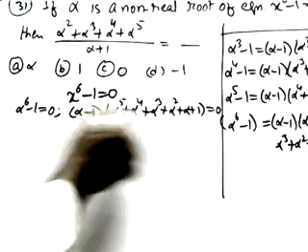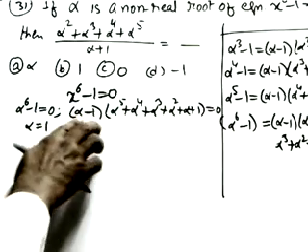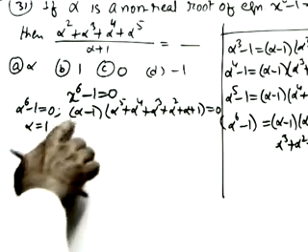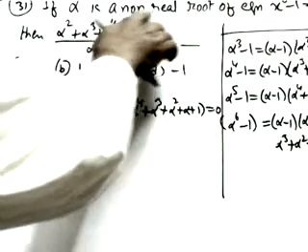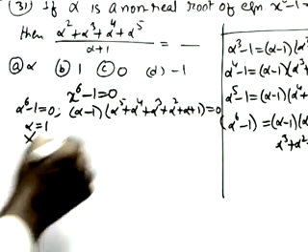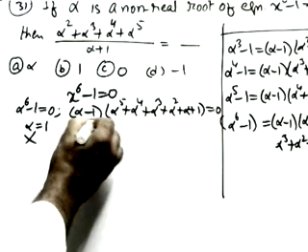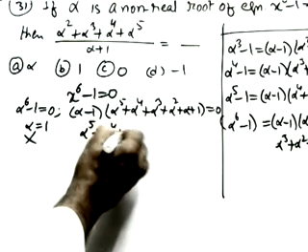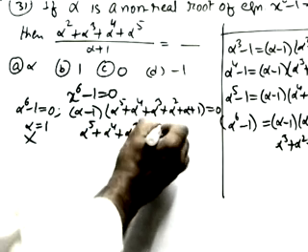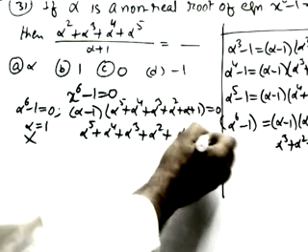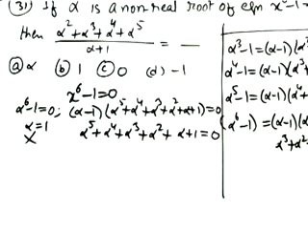Now next thing is, watch carefully. If you separate this, alpha minus 1 equals 0 gives alpha equals 1, but it's given that it is not a real root, so it is not possible. So what is left here? Alpha power 5 plus alpha power 4 plus alpha cube plus alpha square plus alpha plus 1 equals 0.